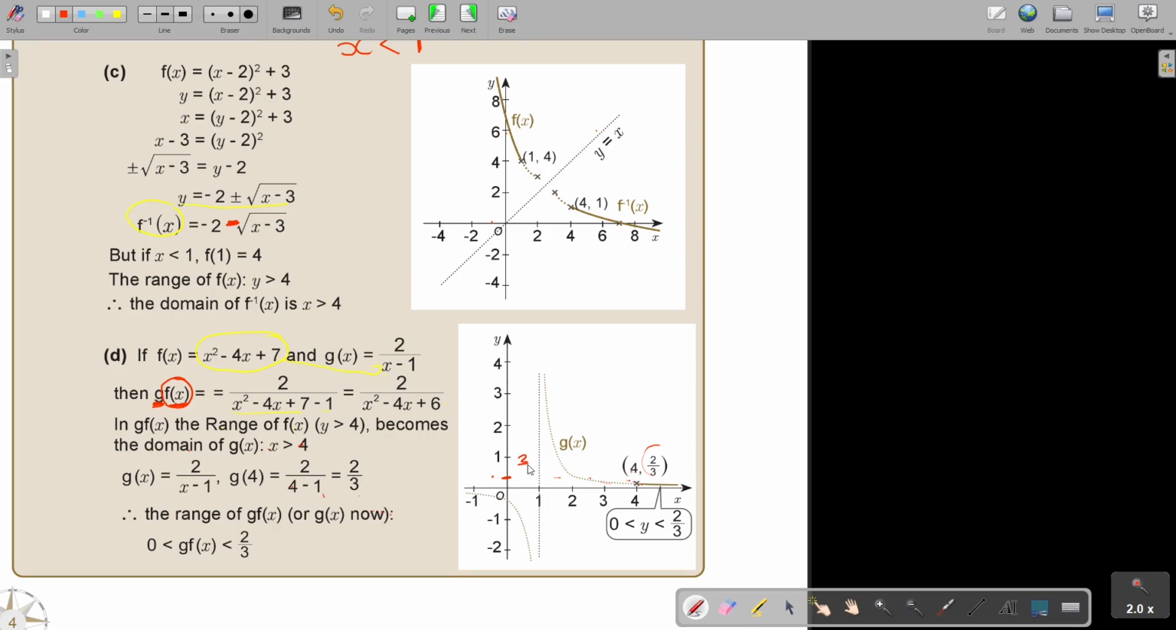Do you see? And it's not going to cross that line. So 0 and 2/3. There I showed you the graph. And it's going on there, but it's just between that little space that it's occurring. So the range of g(x) will now be this.